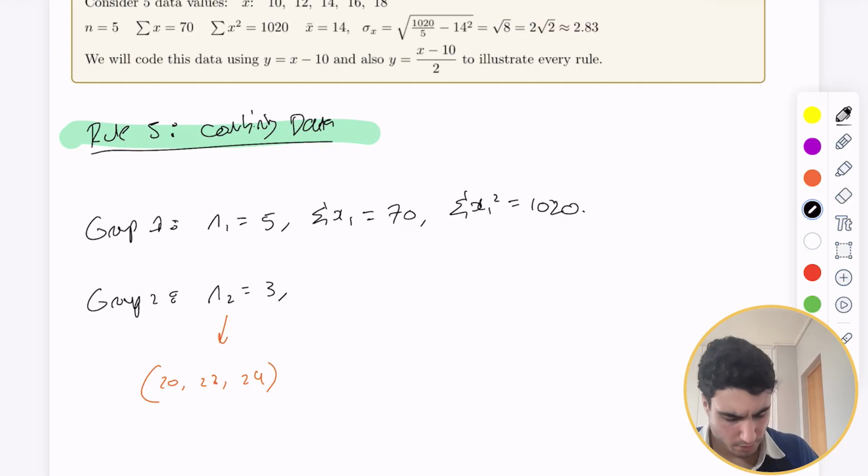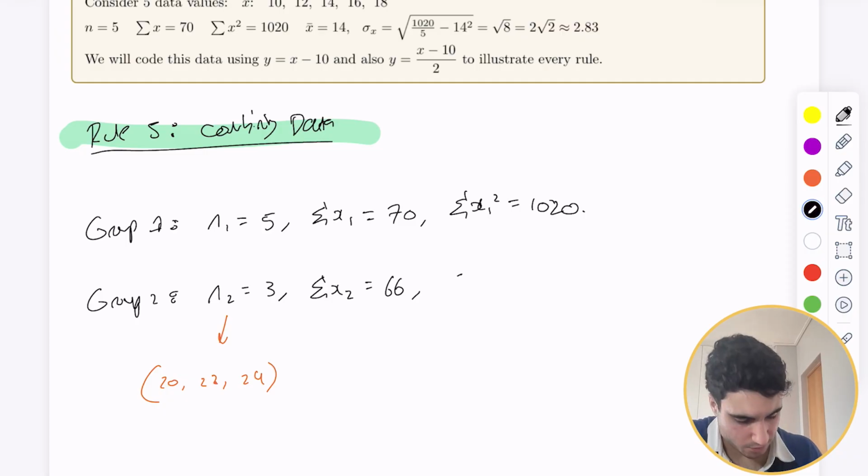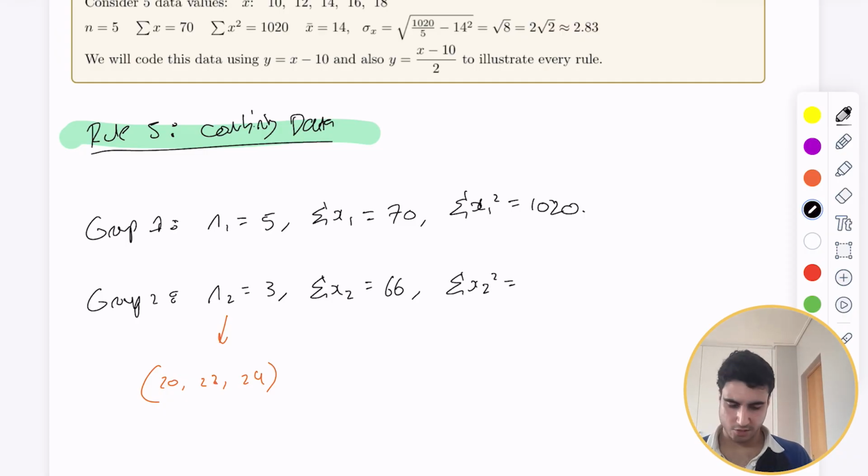So we can say that the sum of x2 is going to equal what? Well, that's going to equal 66. Now what about the square of those values? Let's square those values. It's going to equal 1460.